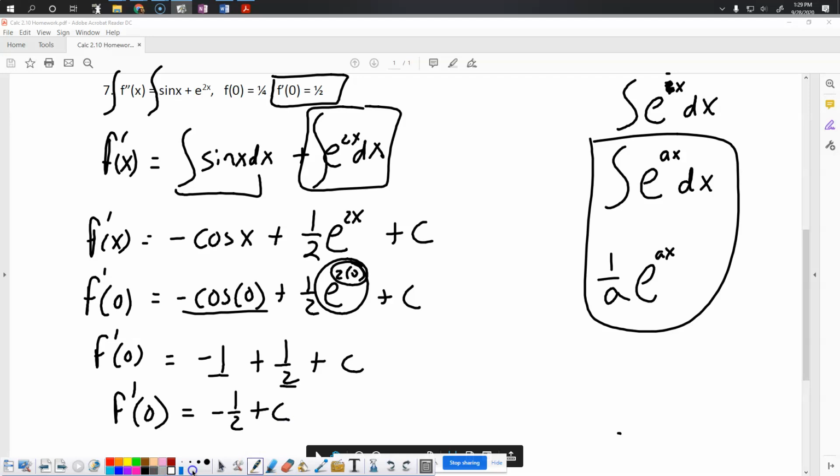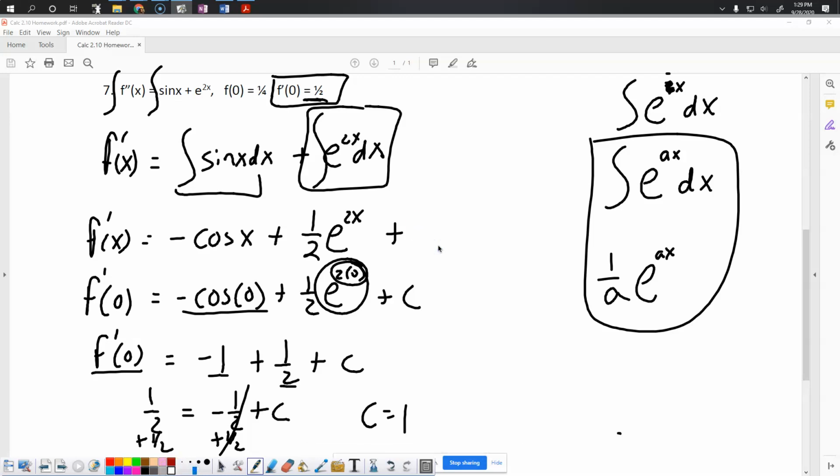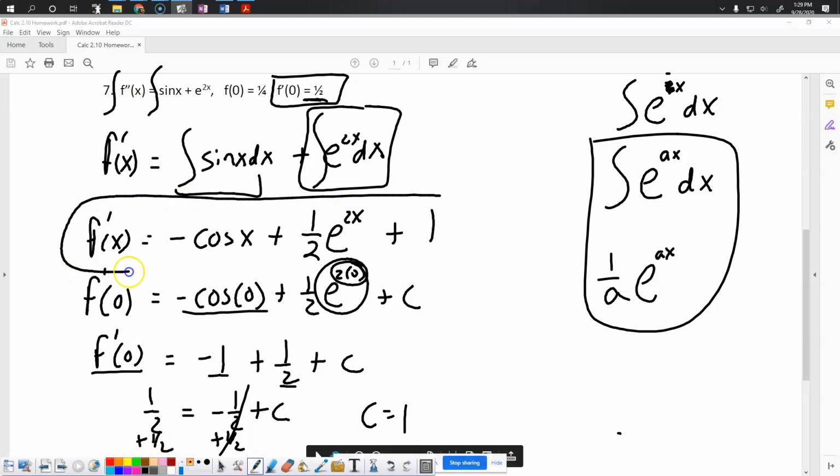I probably just could have saved myself some time and replaced this too. F of 0, according to our instructions up here, is a half, so I'm going to put a half here. Now if you add a half on both sides, a half plus a half is 1. So once again, we end up with a c value of 1. So I'm going to come back up here to my f prime of x problem, and I'm going to get that. So there's my f prime, but that's not the final answer, remember. We want to integrate it again so that we end up with not f prime, but actual f itself.